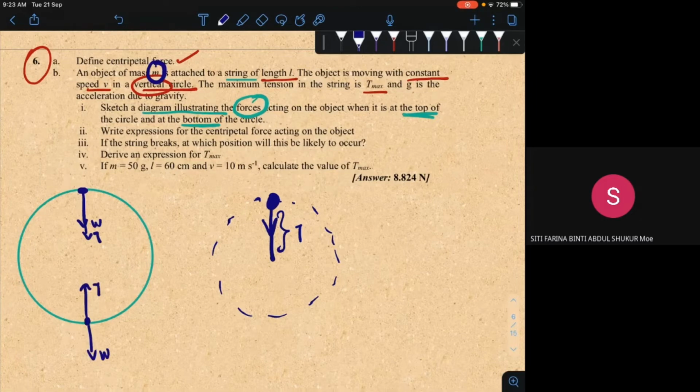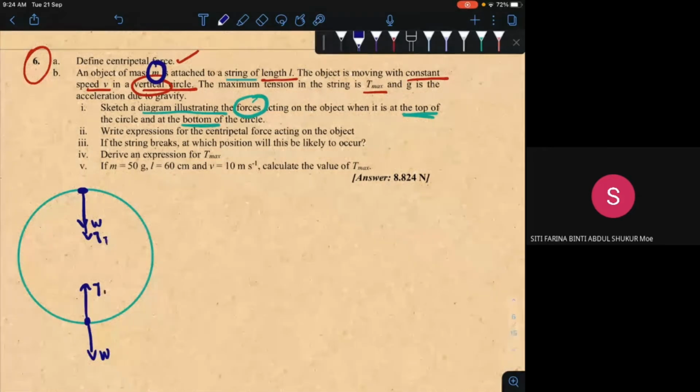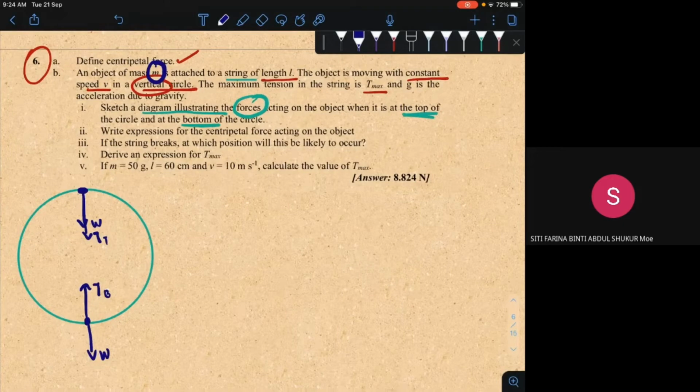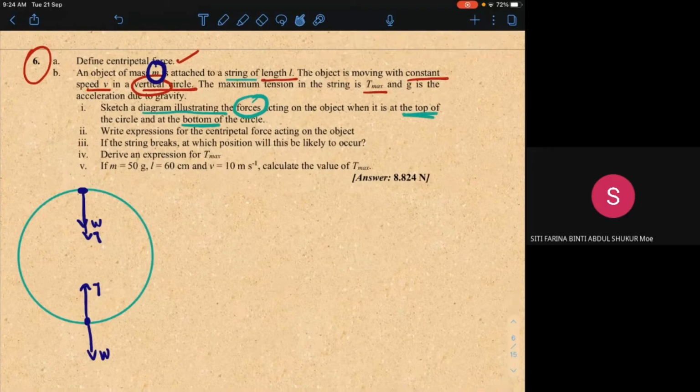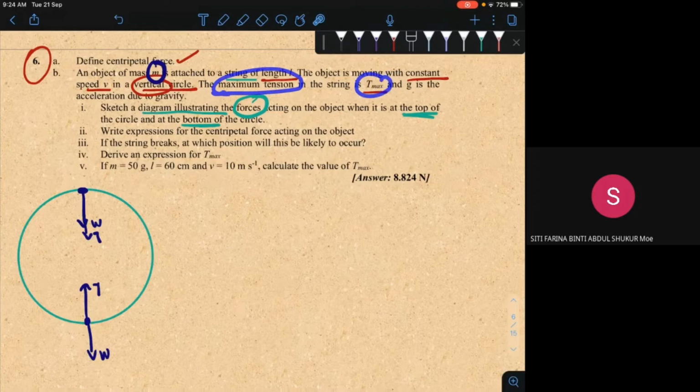Alright, however, the tension you experience at the top and the tension you experience at the bottom are not the same tension. Okay, it is not the same tension. The tensions are different, so you have to use subscript to differentiate between them. You can say either tension at the top or tension at the bottom. Or if you look at the question, it uses the word maximum. It says the maximum tension on the string is known as T max.